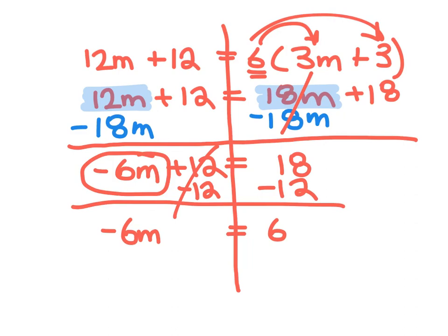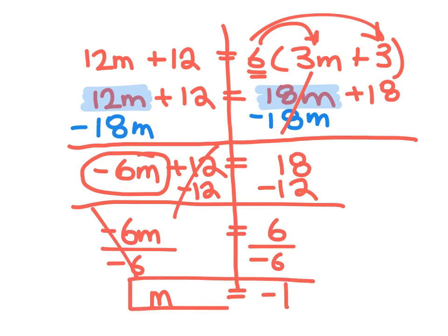Now I'm down to my one-step equation. I have one step until I know what m equals. So this one step is negative 6 times m, or times a number. M represents a number, gives me 6. So to undo that multiplication, I'll divide each side by negative 6. Anything divided by itself is 1, and I'm left with m equals 6 divided by negative 6, which is negative 1.